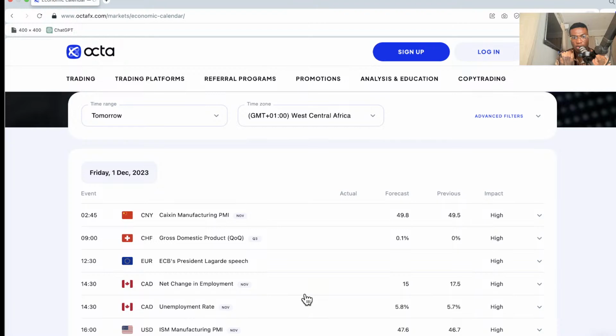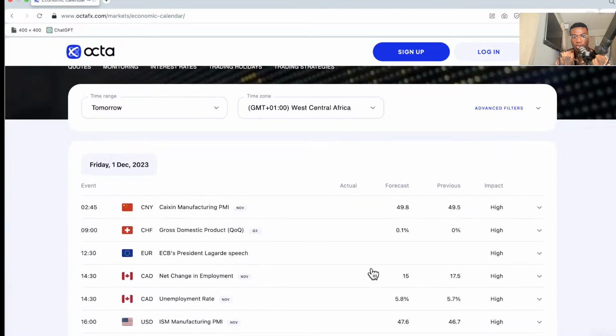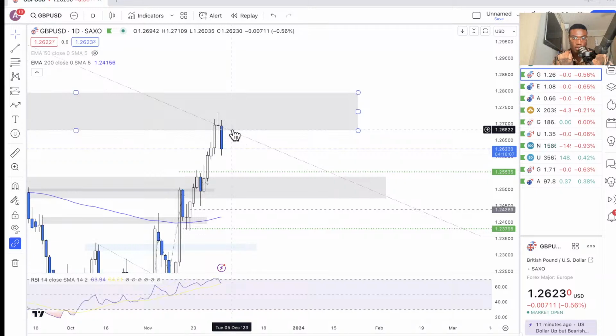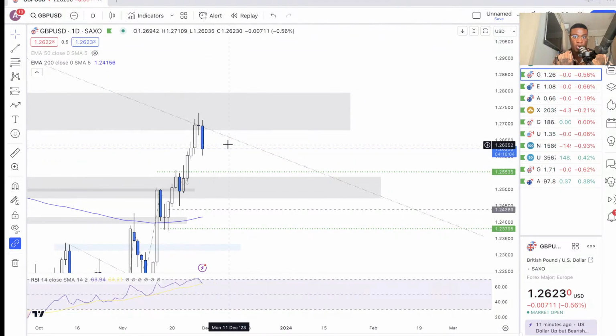Okay, Canadian unemployment rate tomorrow. We also have the chairman of the Federal Reserve speaking tomorrow as well. High impact events. So we're going to see how the pound dollar reacts. But if you keep trading below this trend line and this key level, then I'm just looking for sell opportunities.